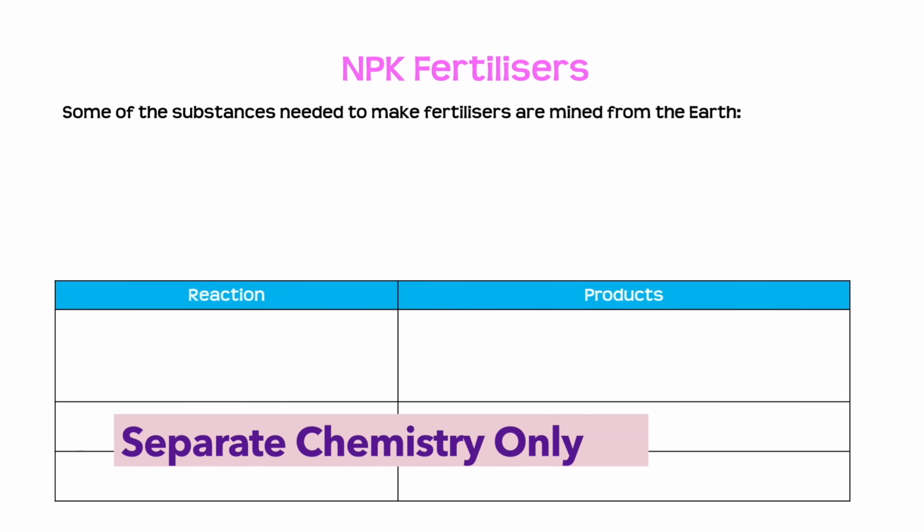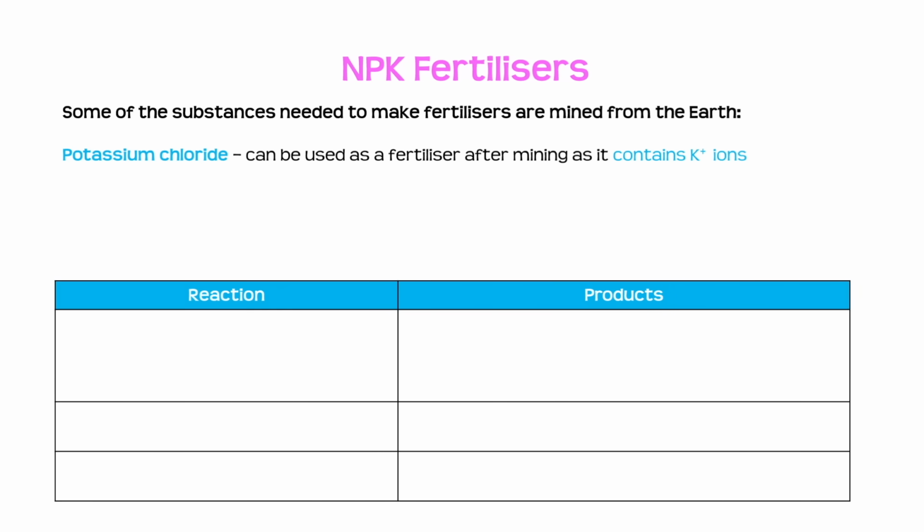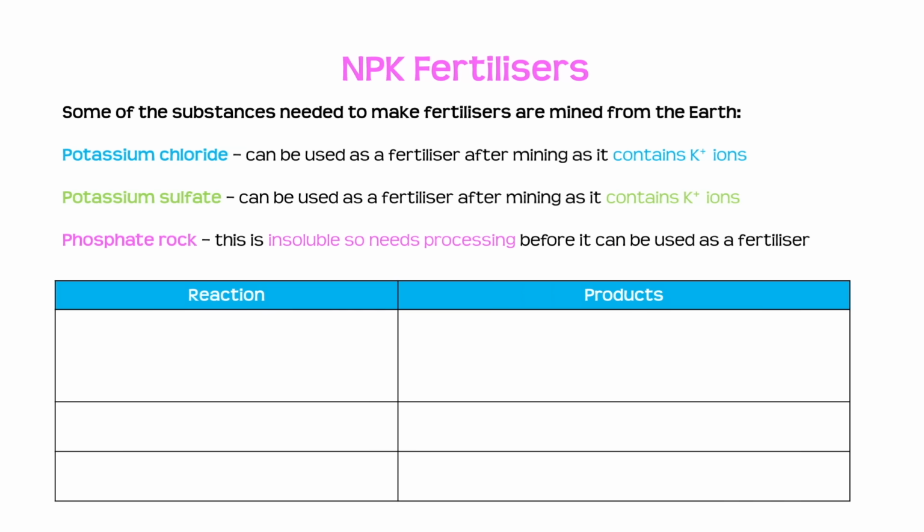Some of the substances needed to make fertilisers get mined from the earth. So potassium chloride is one of these substances. This can be used as a fertiliser straight away after mining because it contains these soluble potassium ions. Now potassium sulfate is also something that can be used as a fertiliser immediately after mining. And this is again because it contains those soluble potassium ions. Then finally we have phosphate rock. Now this is insoluble. Therefore, we can't use it as a fertiliser immediately after mining it. We need to process it so that we can use it as a fertiliser.